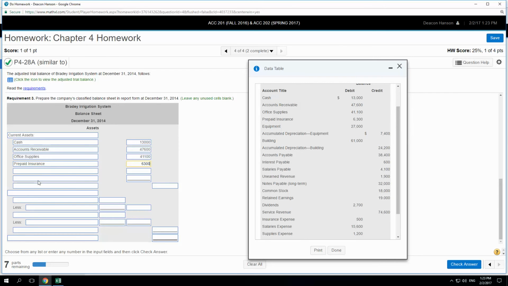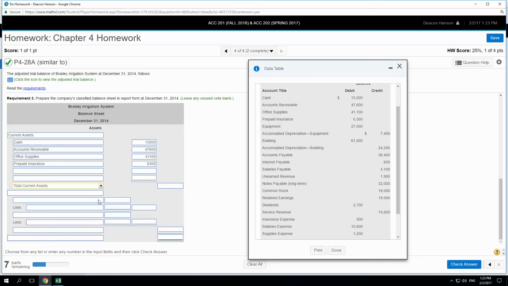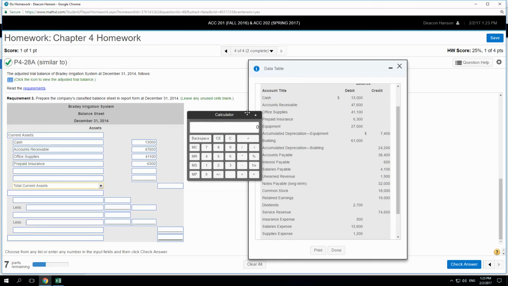So these will be my total current assets. Is buildings an asset? Building's an asset, but it's not a current asset. Okay. So it's going to go into a different section of the asset category, right? Notice we're only working on the assets right now. So there's more room for the other assets, right? So we're just getting that subtotal for the current assets. So we've got to add those up.